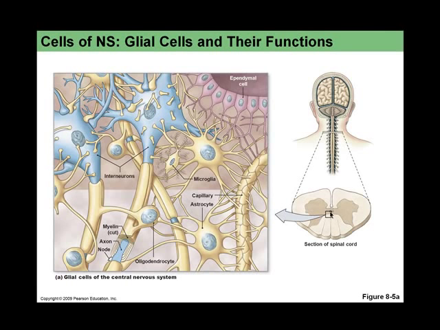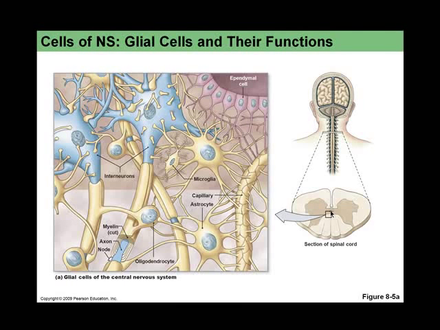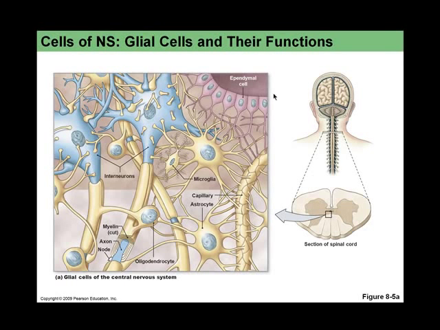So we follow this top right corner, the central canal, up here to the top right, showing the ependymal cells lining this fluid-filled cavity that runs throughout the length of the core, or the central part of the spinal cord. The central canal is filled with cerebrospinal fluid.